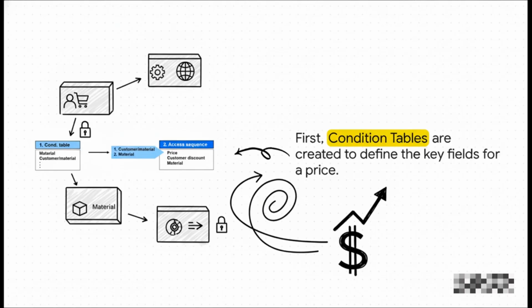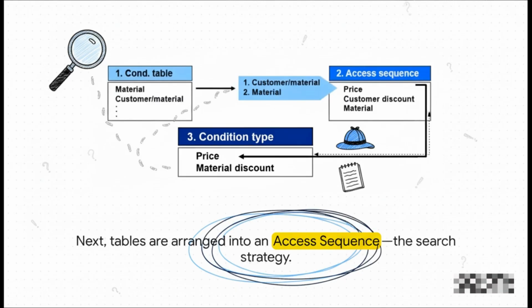You actually start at the very bottom with the foundation, the condition tables. This is where you decide what fields a price can depend on. Do you want to set prices by customer and product, or maybe by sales region? You have to define those foundational data tables first. Once you've got your tables, your building blocks, then you put them together into an access sequence. This is where you actually build the detective search plan, telling the system exactly which tables to check and in what order, always from the most specific to the most general.